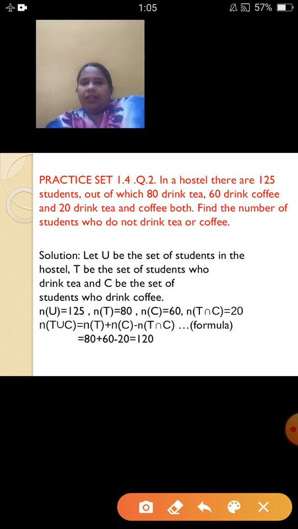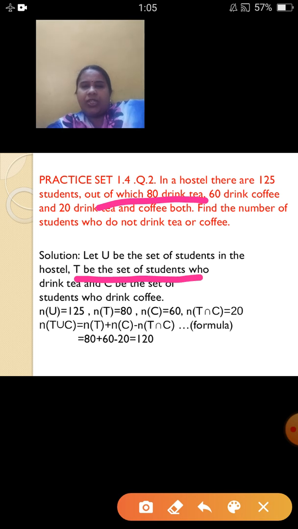Correct? Then the next part, 80 drink tea. Now your choice, if you want to represent it as set A, no problem, you can write set A. But since this is drink tea, I have taken specifically let T be the set of students those who drink tea. Correct?